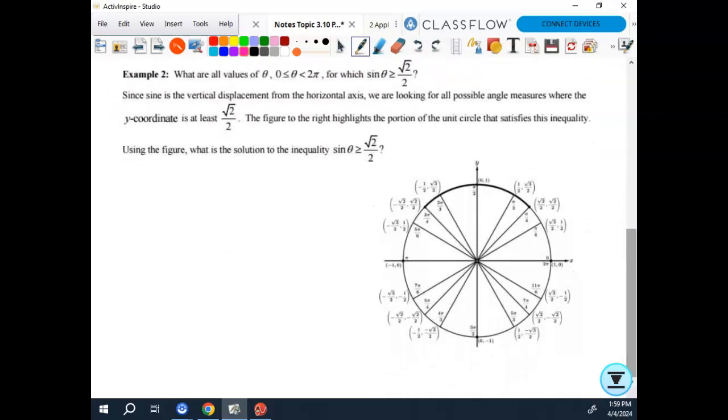I want all the values of theta between 0 and 2 pi. Would I include 2 pi if it shows up? No, because of the way it's written, right? All right, so for which sine is greater than or equal to the square root of 2 over 2. So over here you have an entire unit circle, which you don't even need all this stuff, and you definitely won't get it every single time. But we want to look to see where does sine equal square root of 2 over 2. Well, that's at pi fourths and at 3 pi fourths, right? But I don't just want where it's equal to. I want where it's greater than or equal to.